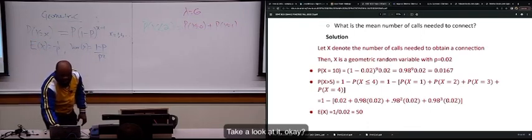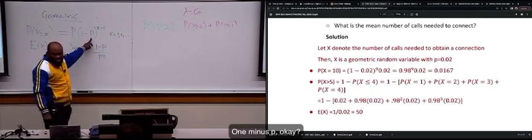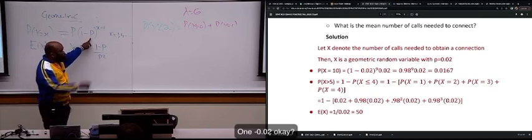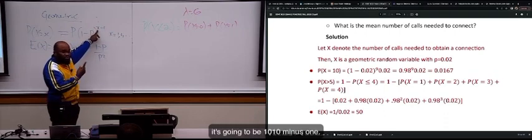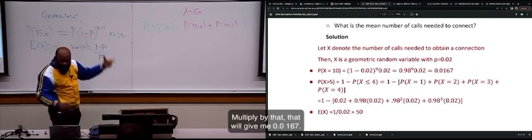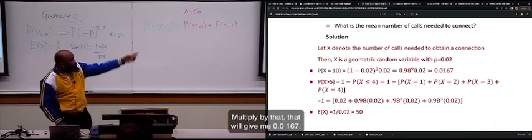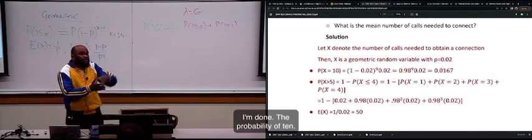Take a look at that. 1 minus p, 1 minus 0.02, raised to the power 10 minus 1, multiplied by that. That will give me 0.0167. I'm done. The probability of x equal to 10.